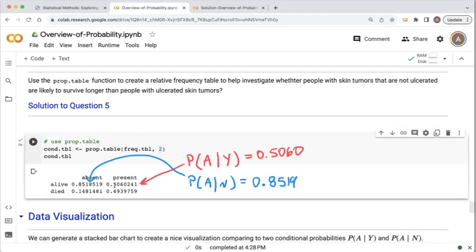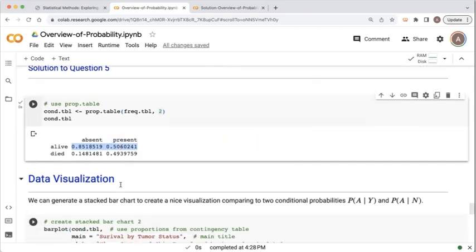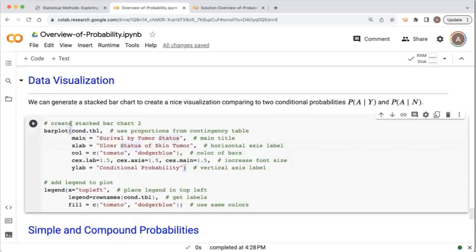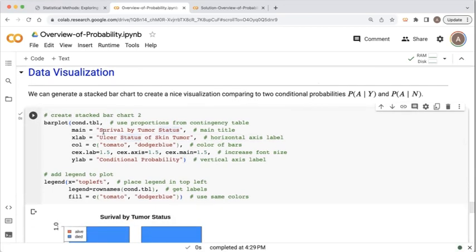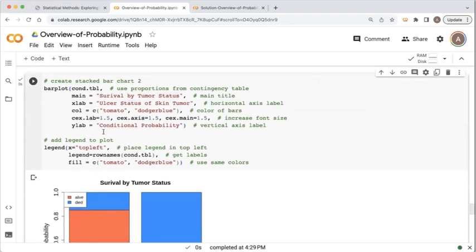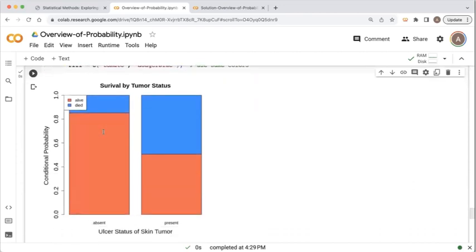And from this output, we can see exactly the two conditional proportions over here, that out of the people that did not have an ulcerated skin tumor, 85% of them were alive. Out of the people that did have an ulcerated skin tumor, 50% of them were alive at the end of this study. Seeing these bar plots below, so if you want to play around with this code, here's a nice way that you could use a stacked bar plot to convey those relevant conditional proportions in one nice graphic.